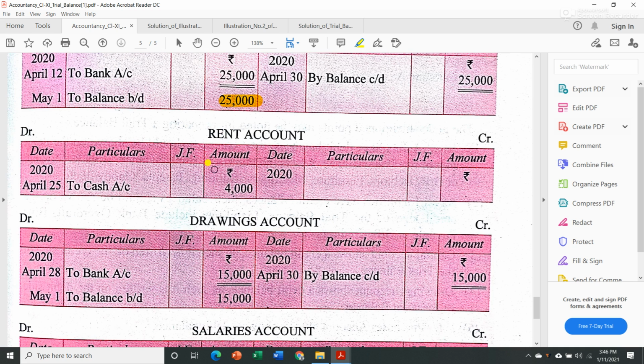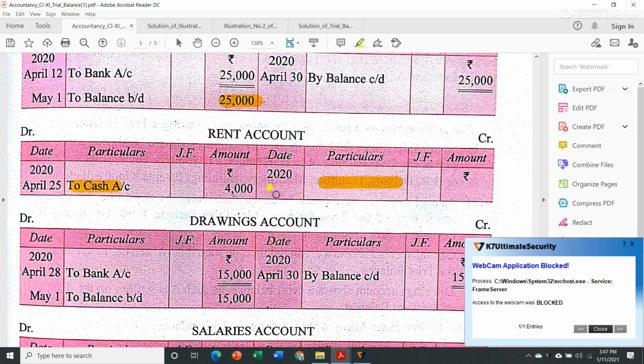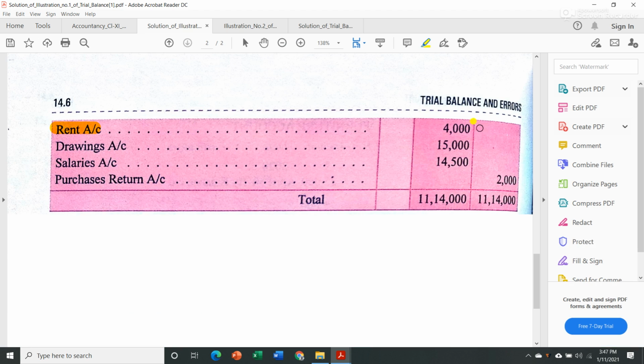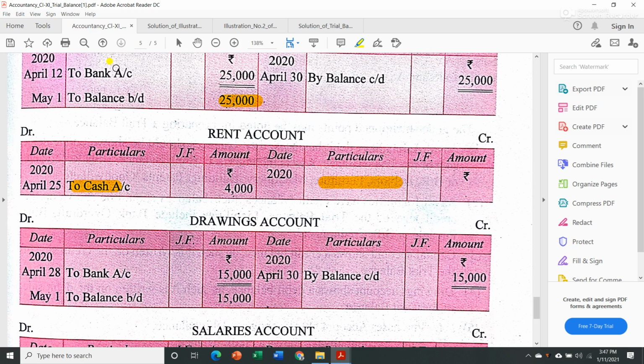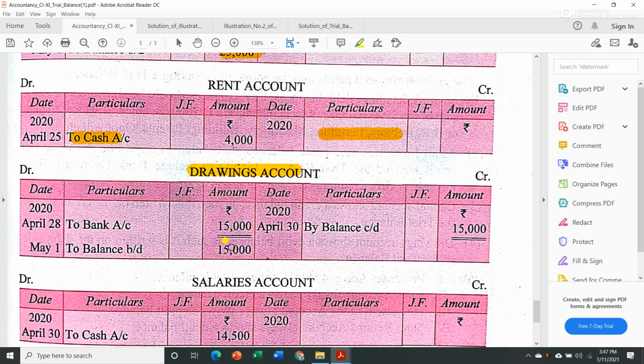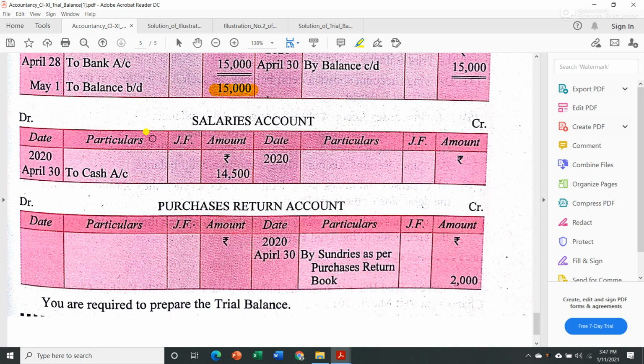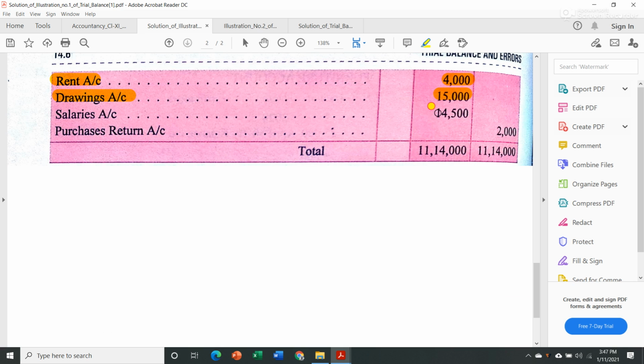Then next we have rent account, and again we don't have any amount on the credit side, that means it is showing a debit balance of 4,000, so we will write rent account 4,000. Then next we have drawings account showing a debit balance of 15,000, so we will write drawings account debit balance 15,000. And then we have salaries account showing a debit balance of 14,500, so 14,500.